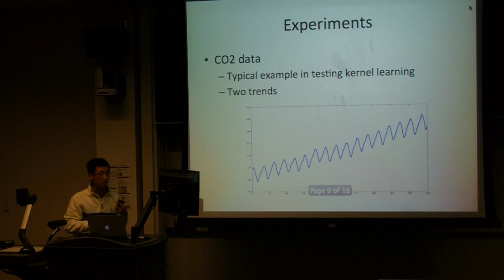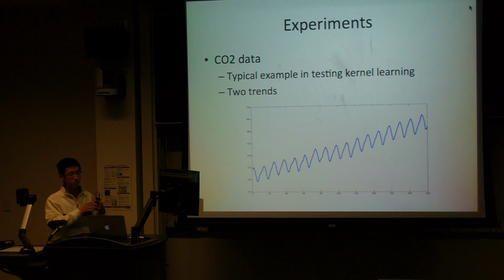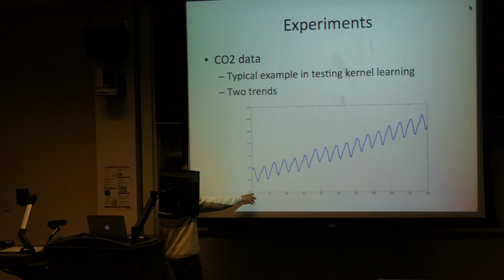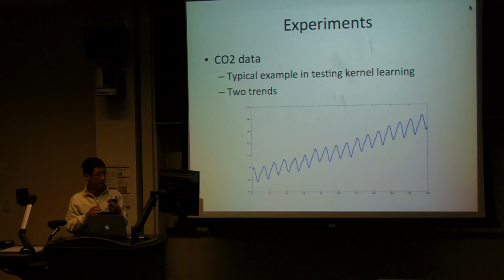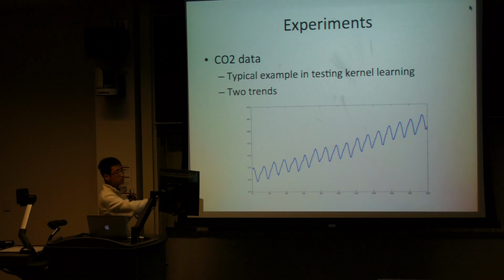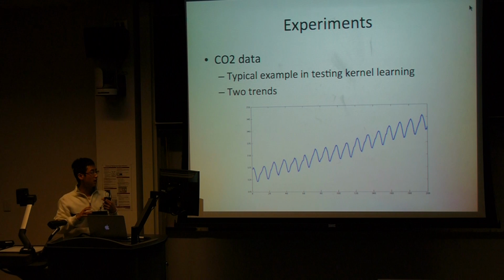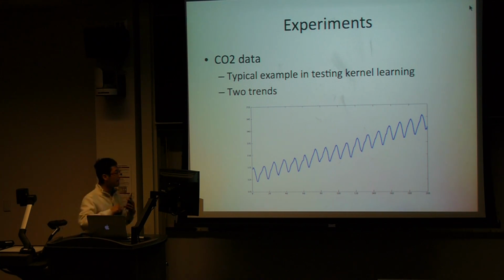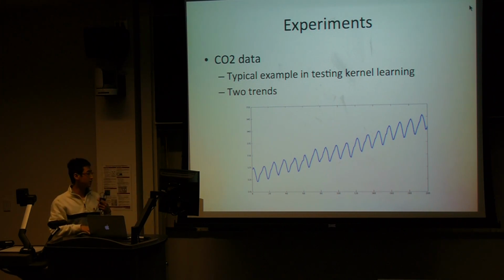And here are some preliminary experiments on the previous two methods. This experiment is based on this very interesting data set, the carbon dioxide density data set. Here the x-axis is the month, and the y-axis is the density of the carbon dioxide. We see that this data has two trends. One is the long-term growing trend, which means that the carbon dioxide density in the air grows as time grows. And it also has a periodic pattern. This pattern means that the carbon dioxide density changes as season changes.